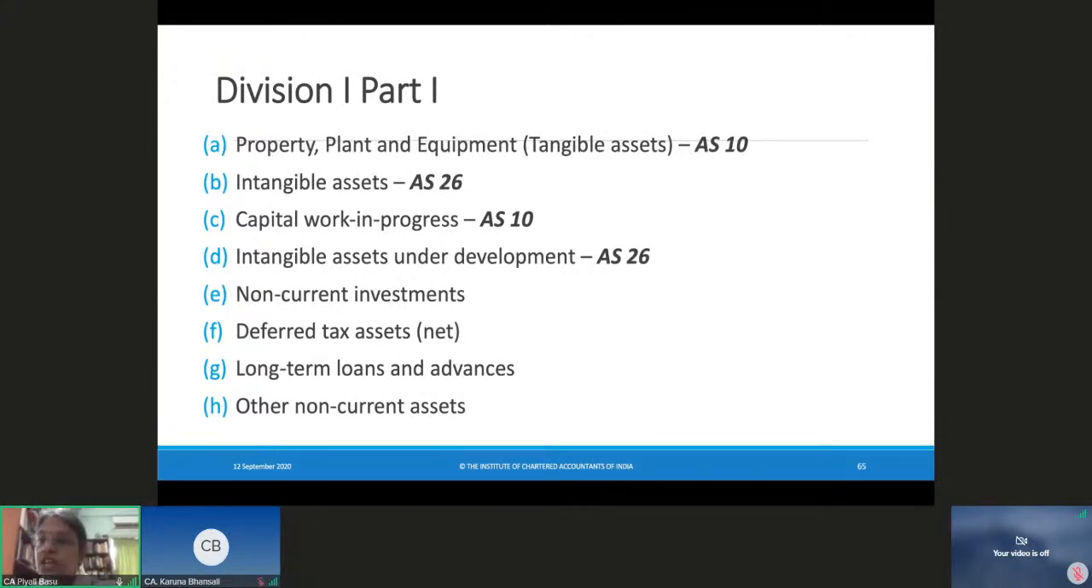When do we account for it? We account for it only when there is a permanent diminution in the value of the investment. Then only we account for it. Keep this in mind.